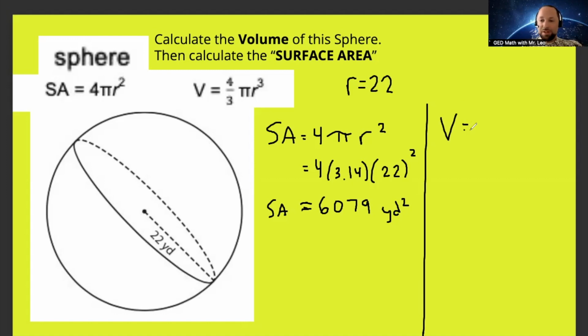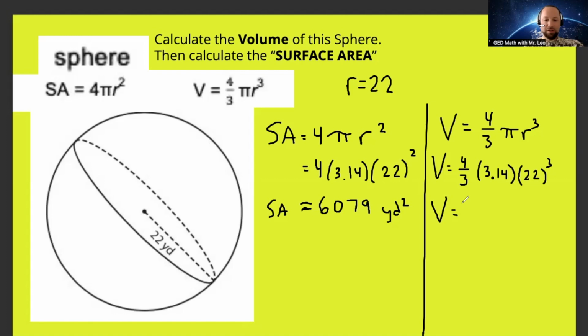Volume, this should be pretty comfortable at this point, even though the formula is so complicated. Always start with the full formula. Plug in what you know. Now remember, writing this stuff out, it's not just to keep your work clean, it's also good practice. It's good habits. The more you write it out, the more it's going to stick in your brain. Don't be lazy. Write out all the steps. It's going to help so much.